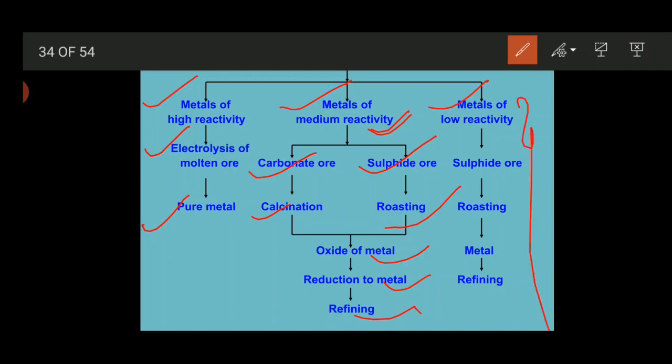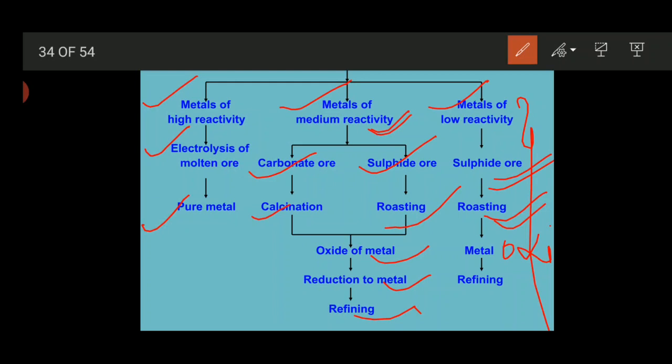Now let's see how the least reactive metals undergo the extraction process. Mostly, least reactive metals are present in the sulfide form of ore. Then they undergo a conversion process with the help of roasting. After the roasting process, the metal ores get converted into metal oxides. And then the metal oxide undergoes the self-heating process, or self-reduction process, and by this we get a pure form of the metal.